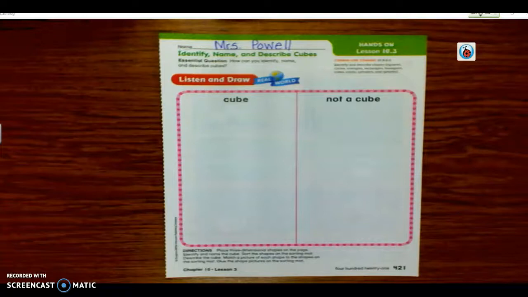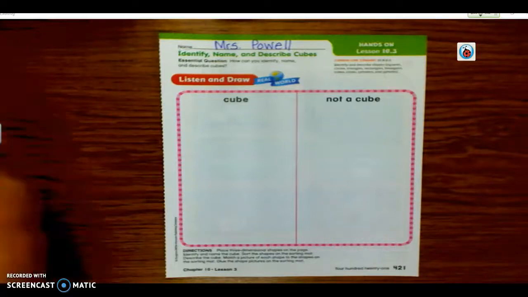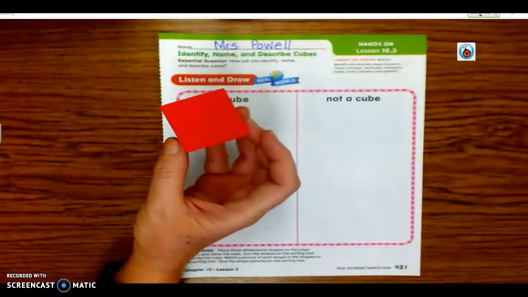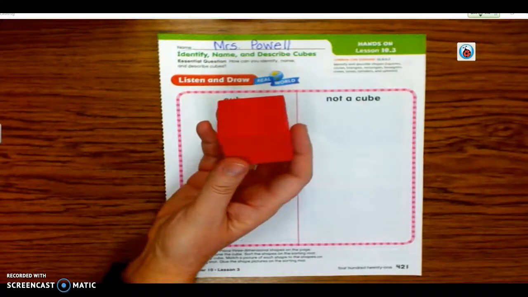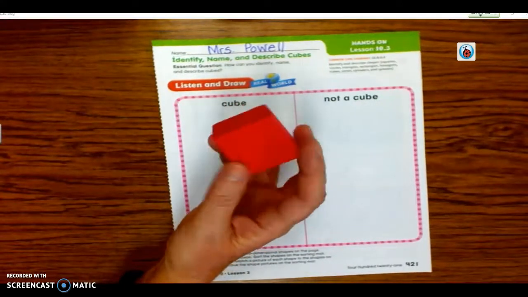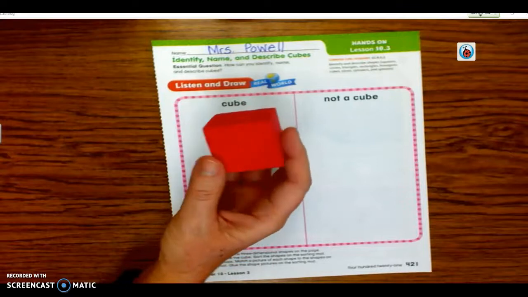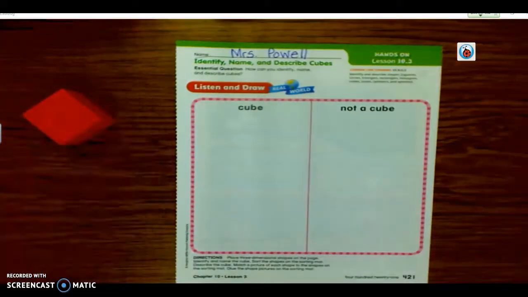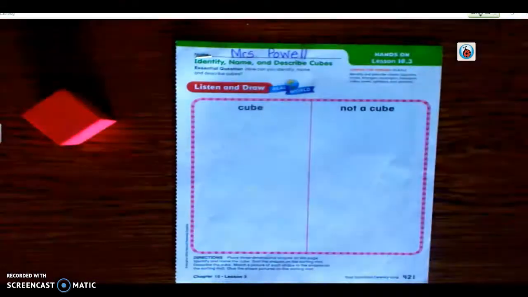We are ready to talk about some shapes today. Today we are going to look at the cube. The cube that looks like a box or a dice or a block. So before we get started, I'm going to pull up a song for you.